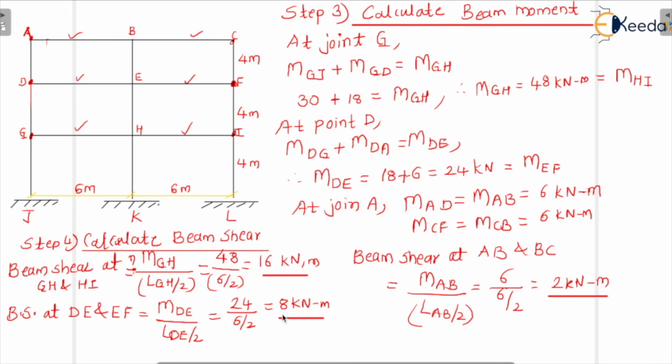So beam shear we got at one place as 8 kilonewton meter, then 2 kilonewton meter, and then 16 kilonewton meter. So we have the values over here. Whenever we are at the middle of it, remember this value 24 kilonewton we are going to plot, 6 kilonewton, and then we will be plotting the 48 kilonewton. These are the values for the bottom. Remember the beam moment will be 48, here it is 24, and here it is 6. Okay, so let's now finally plot all the values.